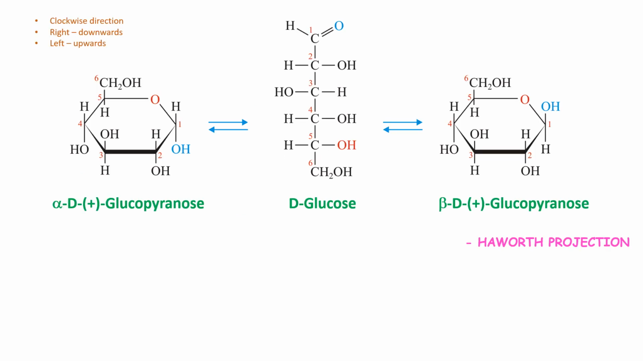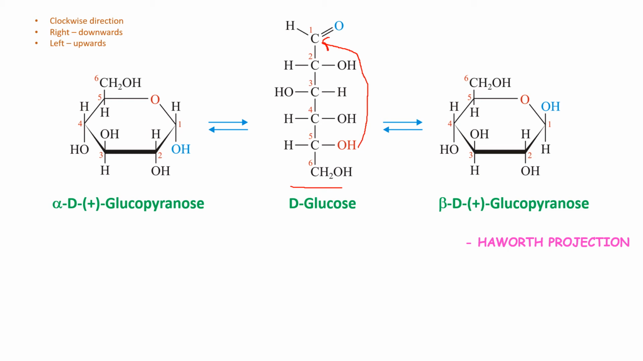So this is the open chain structure of glucose, and the OH group which is present on C5 attacks the C1, and this forms the cyclic structure of the glucose, and there exist two cyclic forms.